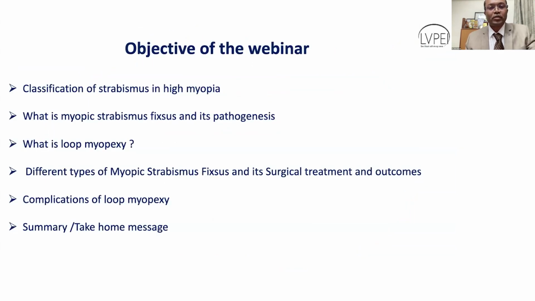So basically the objective of today's webinar will be to classify the strabismus in high myopia. What is myopic strabismus fixus and its pathogenesis? What is loop myopexy as one of the most common treatment modalities that we use for myopic strabismus fixus? What are the different types of MSF, its surgical treatments and its outcome? What are the various complications of loop myopexy? And I'll try to summarize my talk, giving you all the take-home messages.